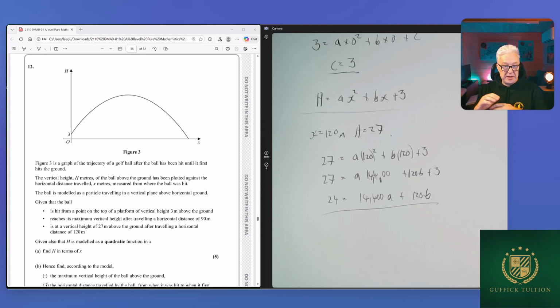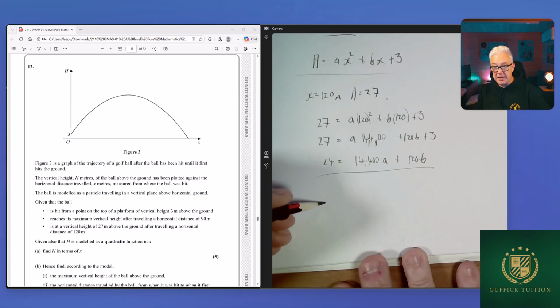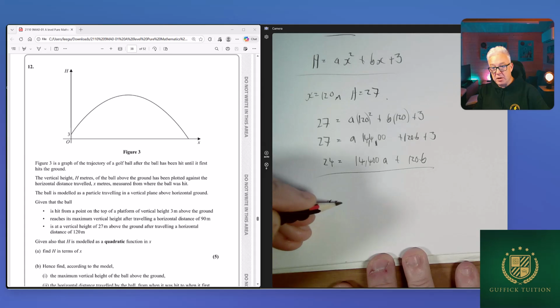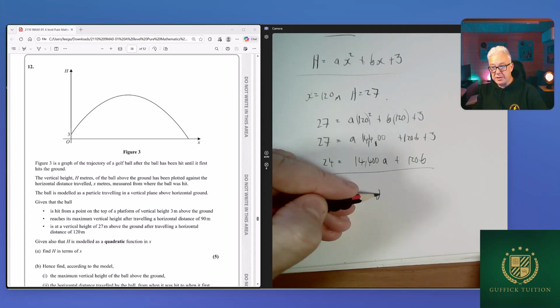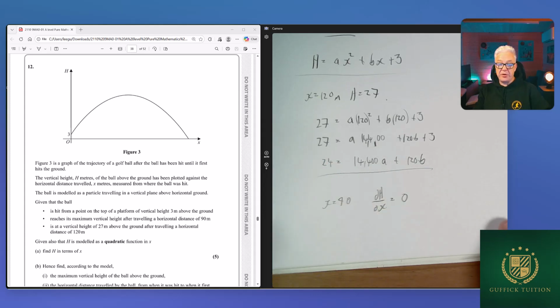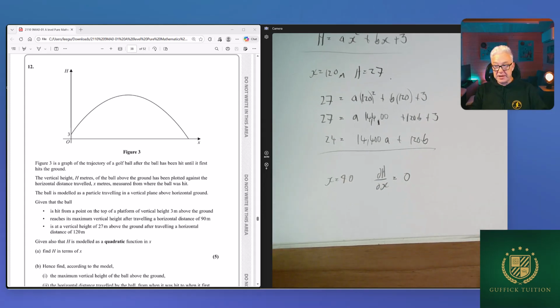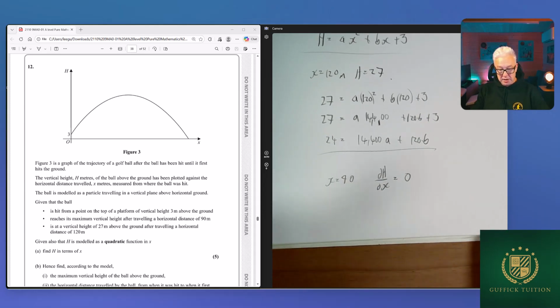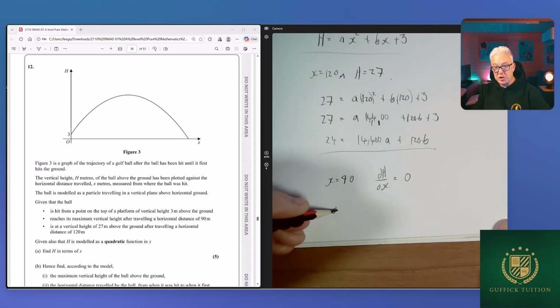So we've used two of the pieces of information. What's the next one? It reaches its maximum height when it's travelled a horizontal distance of 90 meters. Now, what's the implication of that? The implication of that is that when x is 90, when it's travelled 90 meters, dh by dx is going to equal 0, the rate of change of height, because it's going to be at the turning point, okay? So we need to differentiate our h expression to get a dh by dx.